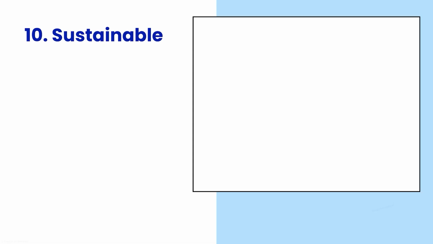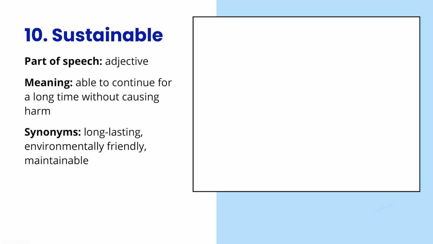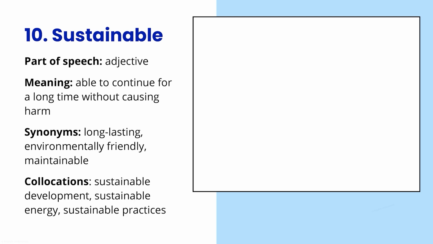Moving on to number 10 now, which is sustainable. Sustainable is an adjective, and it means able to continue for a long time without causing harm. Synonyms, long-lasting, environmentally friendly, maintainable. Collocations, sustainable development, sustainable energy, sustainable practices. So when it comes to sustainable practices, this is talking about things that you can keep doing for a long time without causing harm, and it's normally referring to the environment.